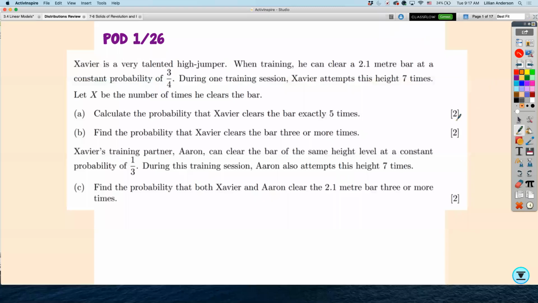Xavier is a very talented high jumper. When training, he can clear a 2.1 meter bar at a constant probability of 3/4. During one training session, Xavier attempts this height 7 times. Let X be the number of times he clears the bar.